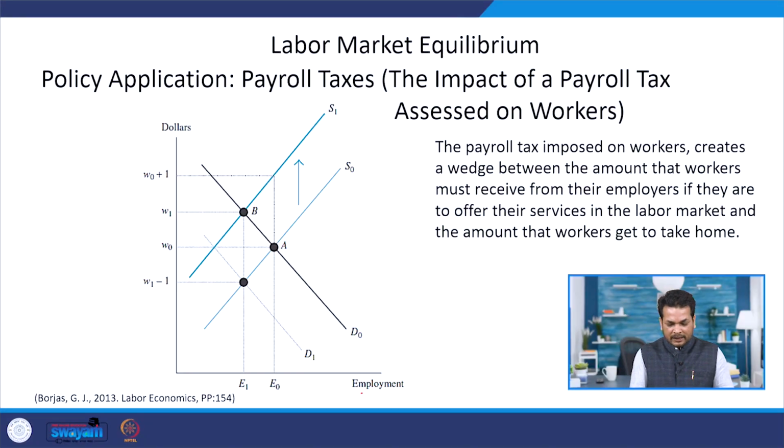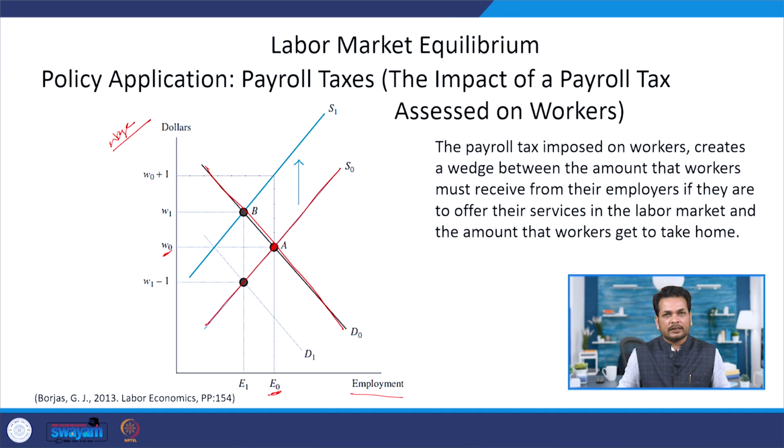Let us try to understand how this works. On the x axis we have taken employment, on the y axis we have taken wage, and before imposition of tax, the economy is at equilibrium at point A with S0 supply function and D0 demand function, employing E0 amount of workers at W0 wage rate.